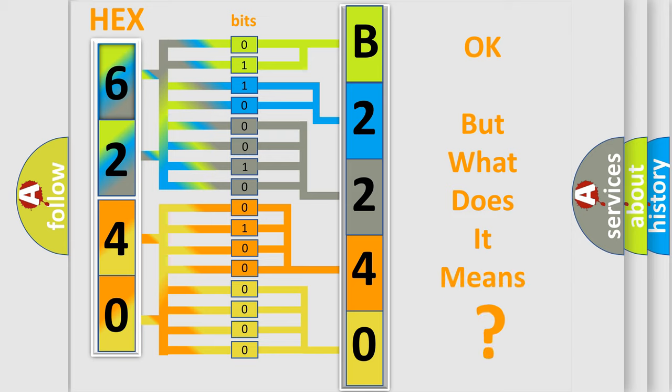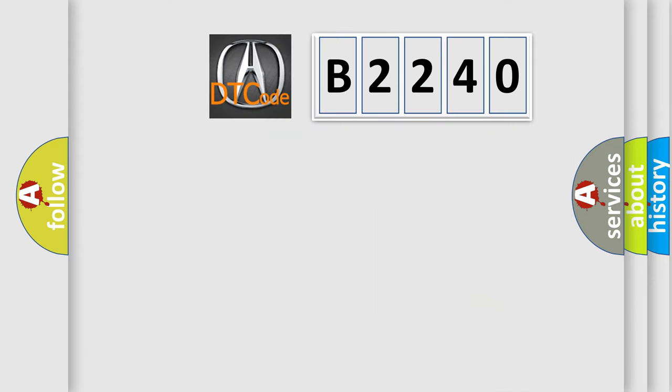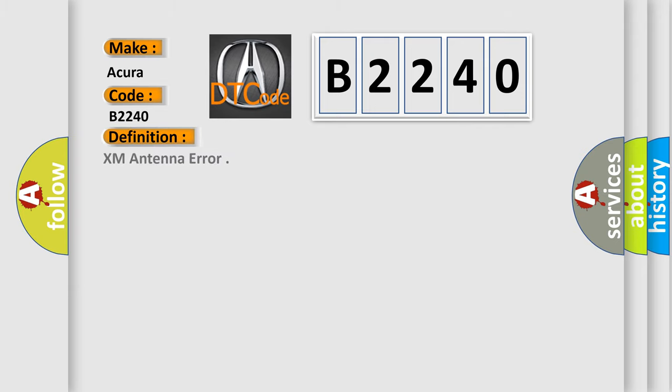The number itself does not make sense to us if we cannot assign information to what it actually expresses. So, what does the Diagnostic Trouble Code B2240 interpret specifically for Acura car manufacturers? The basic definition is XM antenna error. And now this is a short description of this DTC code: XM antenna malfunction.